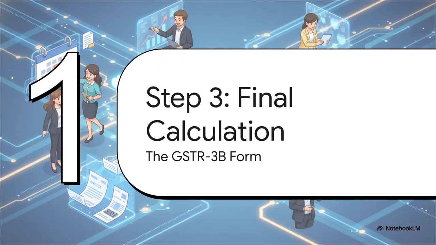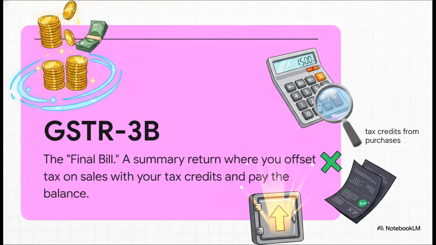Okay, we're on the home stretch. Step 3, the final calculation. We've declared our sales in GSTR1. We've seen our available credits in GSTR2B. Now it's time for the bottom line, the GSTR3B, where we put it all together and figure out what we actually owe. And that brings us to GSTR3B.